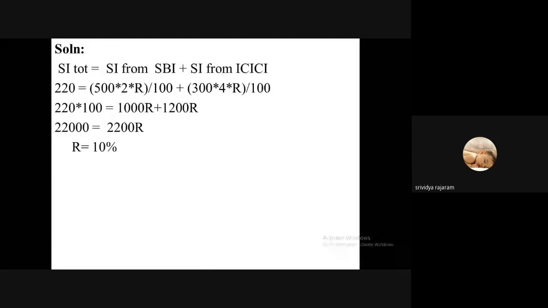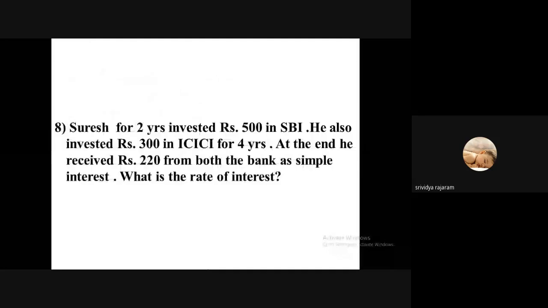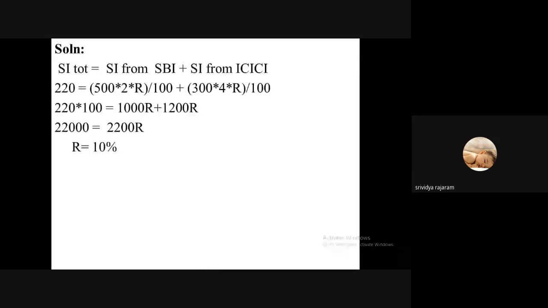So this 220 he is getting from both the banks is nothing but simple interest of SBI Bank plus simple interest of ICICI Bank. After that, you can apply the direct formula PNR by 100 and you can find the value of R. Clear with this sum? Okay, let us proceed. That's all for problems on simple interest.